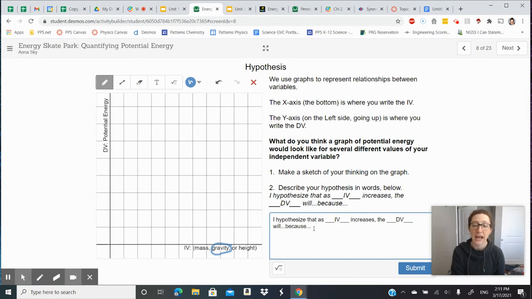I really want to make sure that I get the chance to see why do you expect to see this kind of relationship? What's your understanding, your scientific understanding going into this? And think back to some of the previous activities we've done. We have experienced this simulation before. We've done the pendulum lab.